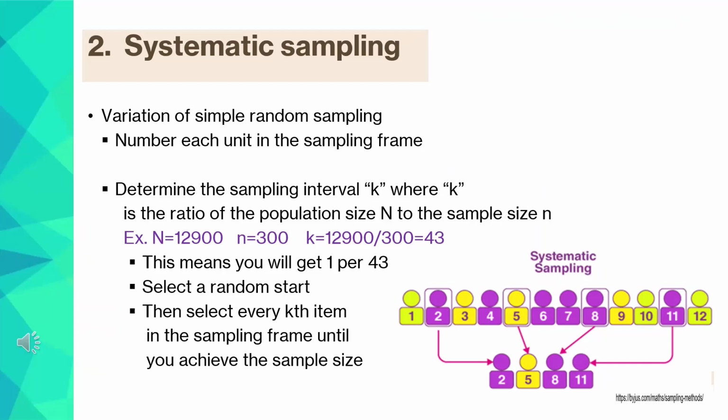This means that your sampling interval is per 43. So kukuha ka ng isa, you will get one participant per 43 people. So what happens is that you select a random start, and the random start can be chosen in any of those ways we mentioned for simple random sampling. Then let's say you got person number 5 on the list. Then get number 5, and then you select every kth item, which is like every 43rd item in the sampling frame until you achieve the sample size na 300. So that's systematic. It starts out randomly, and then nagkakaroon siya ng sistema as you go along because you're employing the sampling interval.